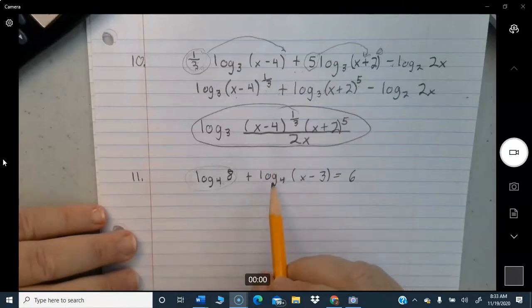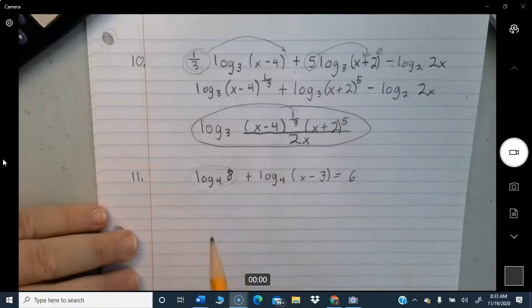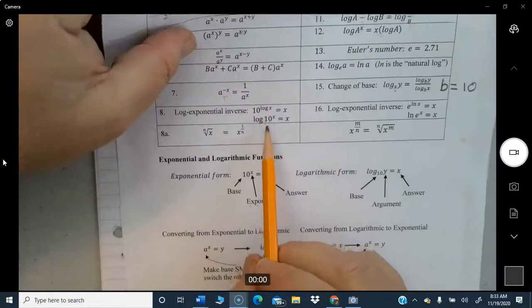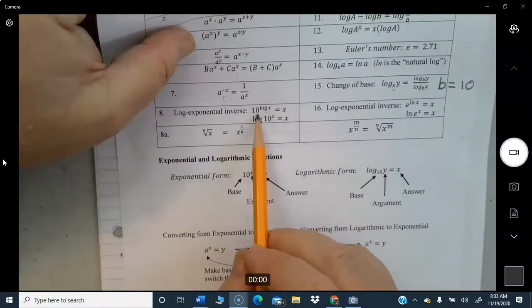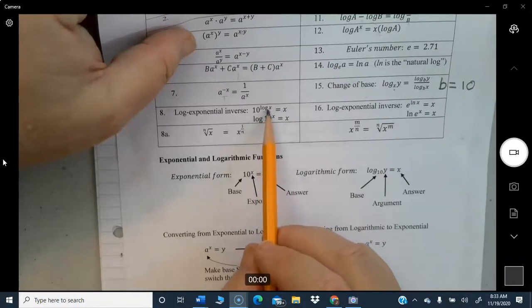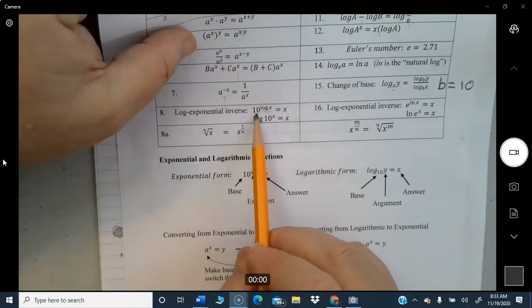What we're going to do to get everything outside of a log of base 4 is raise it to the 4th power. You can always use an inverse of an exponential. An exponential and a log are inverses. But you have to be careful because this is not log base 10, so you don't use 10. We're going to use this rule right here where we can take a log of x, raise 10 to that power, and get x. But since it's not log base 10, you can't use 10 there. It's a log base 4, so you have to use 4 there.